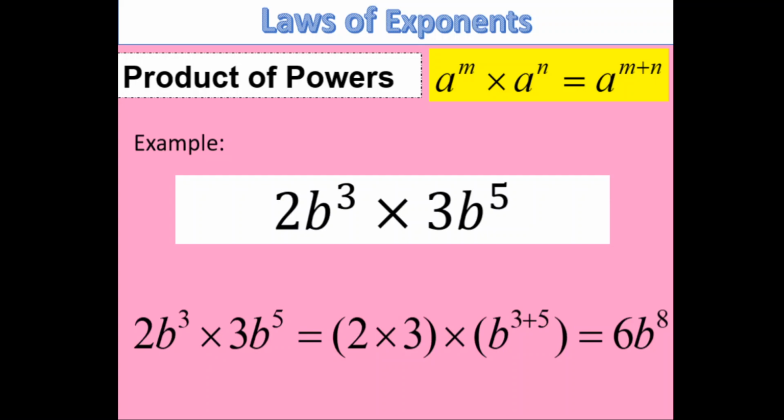In this next example, we have coefficients 2 and 3. So we need to multiply them first, then add up the exponents of the base. So our answer will give us 6b to the 8th power.